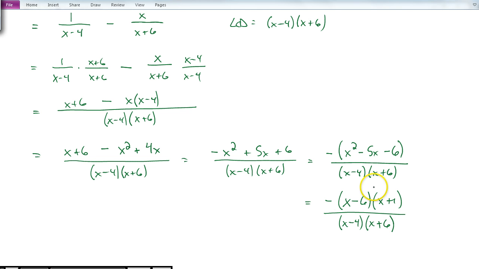Okay, are there any common factors in the numerator and denominator that I may divide? X minus 6 and x plus 6 are not the same, nor is the opposite of x minus 6 equal to x plus 6. So the answer to that question is no. There are no common factors, and that's as simple factored form as I can get. And when you study rational functions, you'll know what the graph of this function will look like, but that's not the role of this video here. This is just to practice your addition and subtraction of rational expressions. I hope that helps.